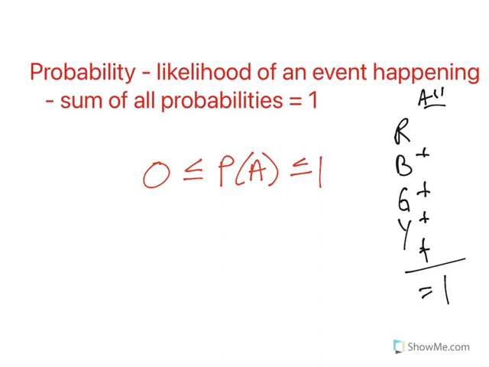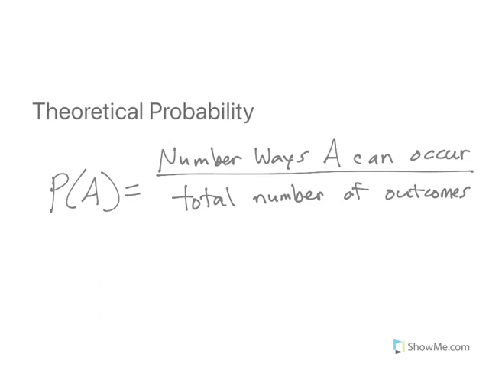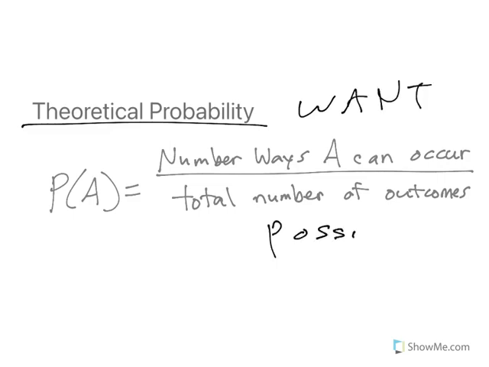Every probability must be somewhere between 0 and 1 inclusive. 0 meaning never going to happen, 1 meaning always going to happen. So theoretically, the probability of an event is the number of ways something can occur, the outcome we want to have happen, over the total possible. So it's what we want over the possible, basically.